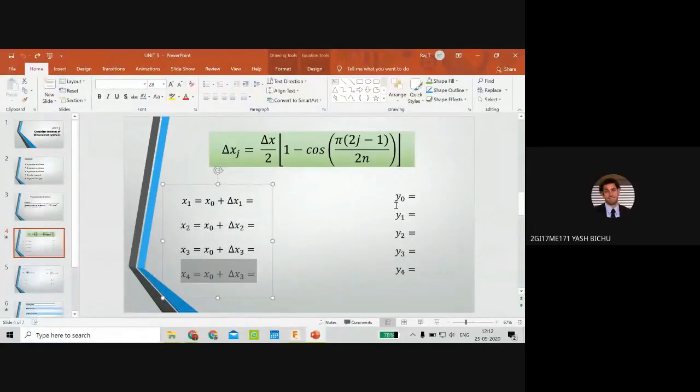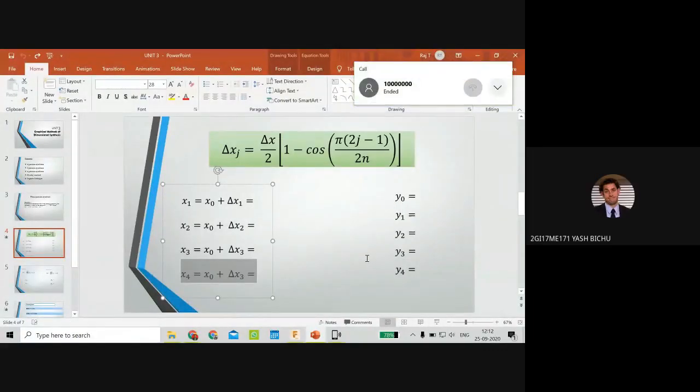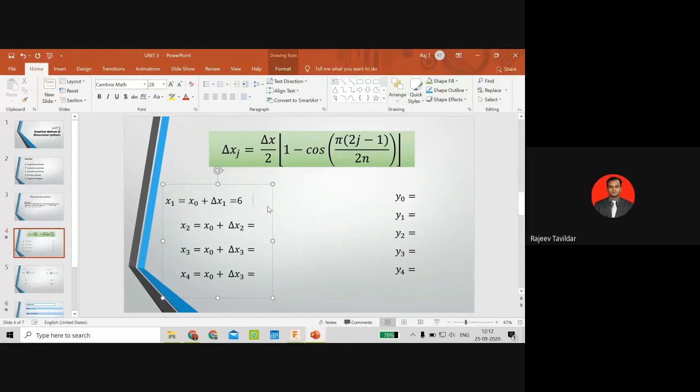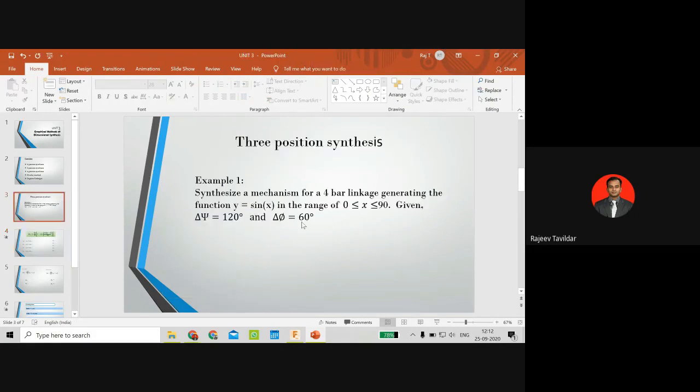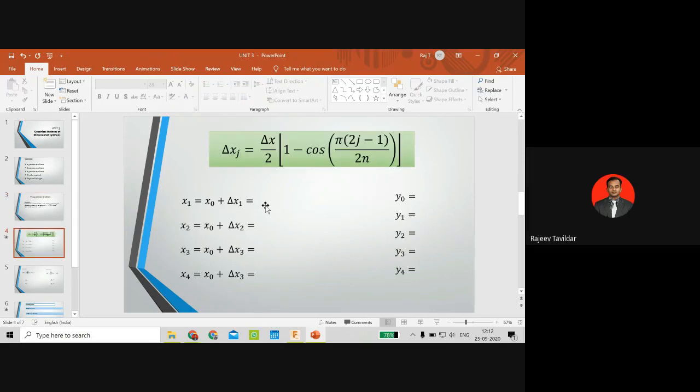So is delta x1 6.03? I don't have the answer. You'll have to tell me, and if others agree, then it is correct. 6.03. Yes, sir, it is. So not x1, delta x1. Okay, sorry.